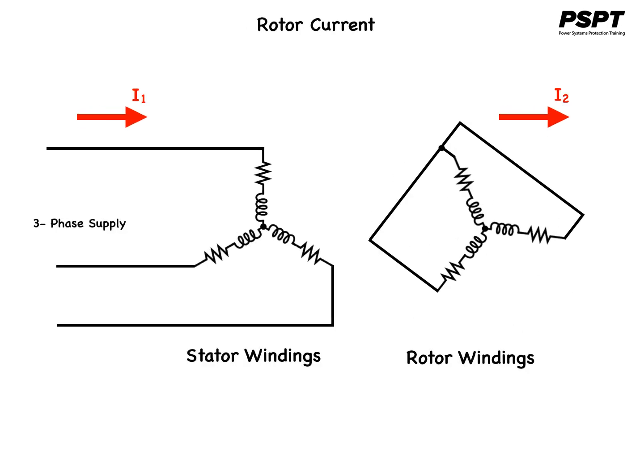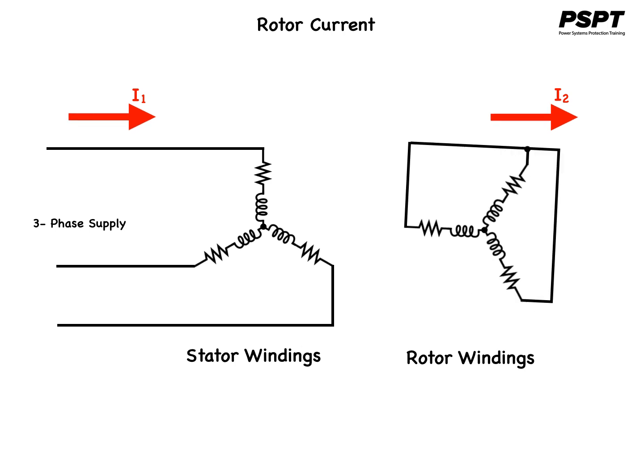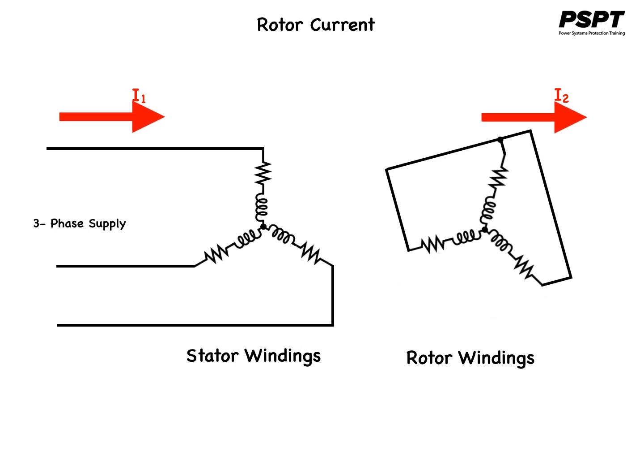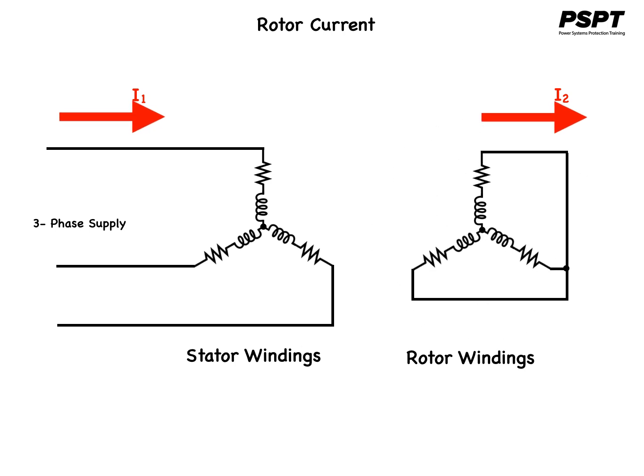With increasing load, the increased load currents, I2, are in such a direction as to decrease the stator flux. This is according to Lenz's law, thereby decreasing the counter EMF in the stator windings. The decreased counter EMF allows the motor stator current I1 to increase, thereby increasing the power input to the motor.